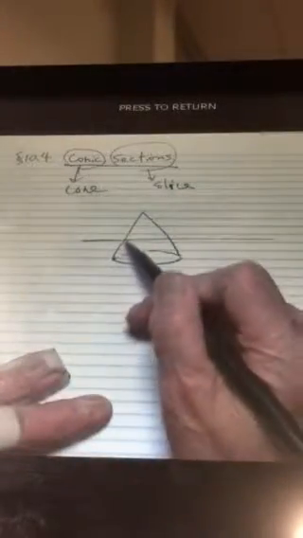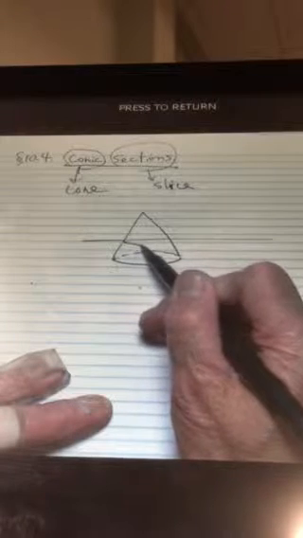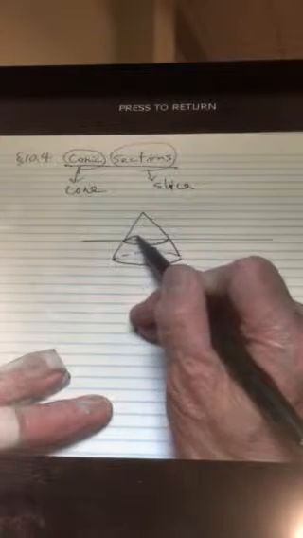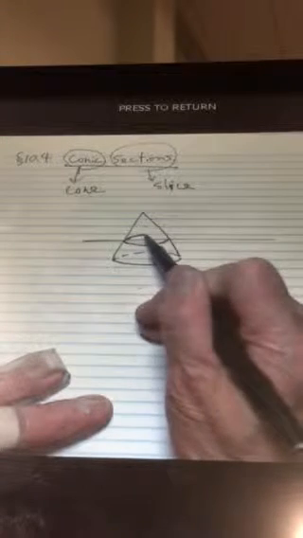Now, if I slice this, there are several ways I can slice it. So, for example, if I slice it with a plane like this, cut it like this. Okay. Then, remember this is a cone. So when I slice it with a plane like this, what I got is a curve like this. This is on the other side.